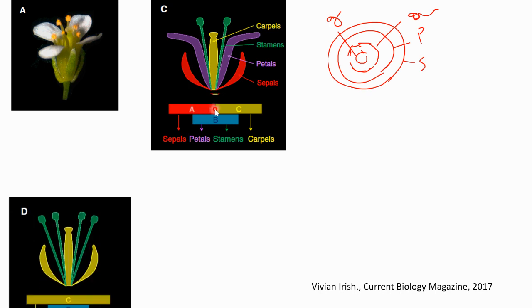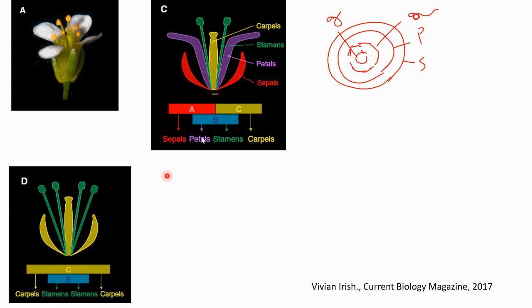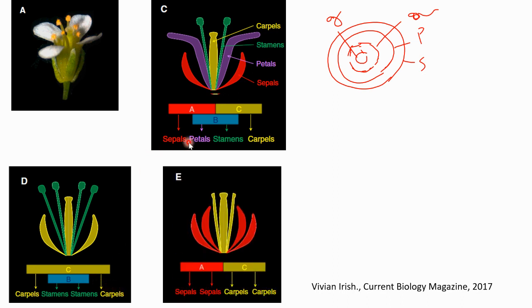Suppose there is a mutation in the A gene. In the absence of gene A, C will now spread into other whorls as well, and as a result, other organs will be formed. We know C forms the carpel, and C plus B forms the stamen. So it will be carpel, stamen, stamen, carpel, instead of sepal, petal, stamen, carpel.